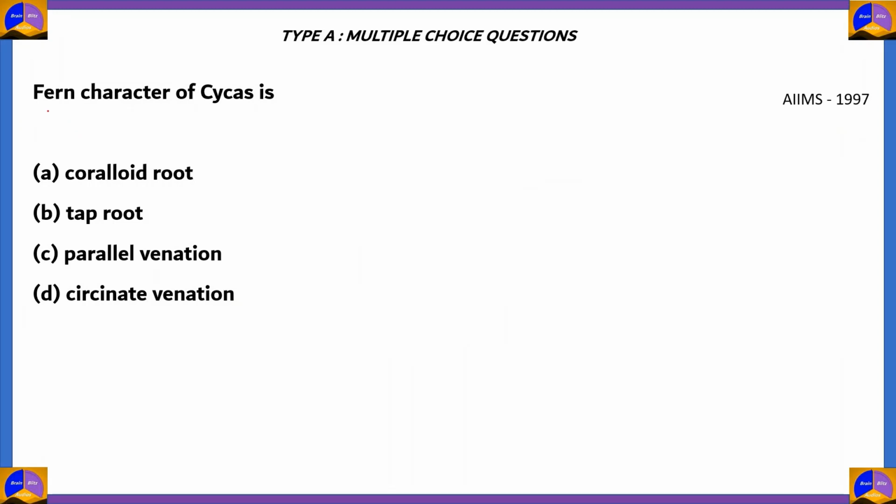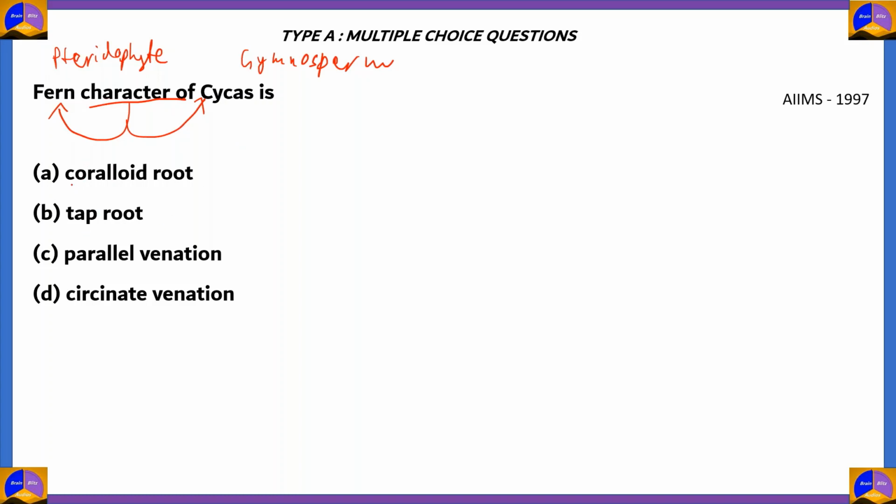So the question demands to find a character that is present both in ferns and in Cycas. Fern is a pteridophyte, while Cycas is a gymnosperm. So we have to find a character that fits both these plants. Let's look at each of the options.